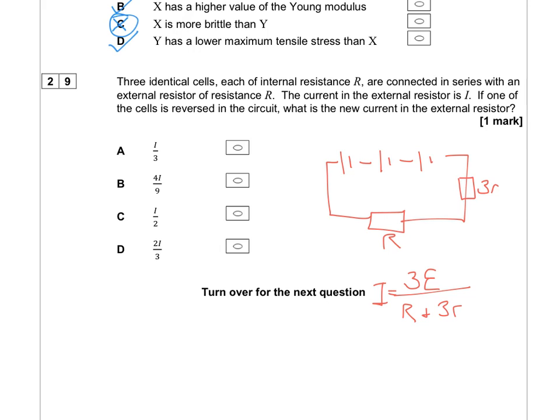The total EMF when they're all in the same direction is 3 times the EMF of 1, and this is the total resistance. When one of them is flipped around, essentially what happens is we've now got like this one instead of this one, and effectively these two cancel each other out, leaving you now with EMF over R, but the resistances are still in the circuit, so they still add together. So you can see we've got 1/3 of the current, so that's going to be answer A. So EMF sources in opposite directions will cancel each other out if they're equal to each other.